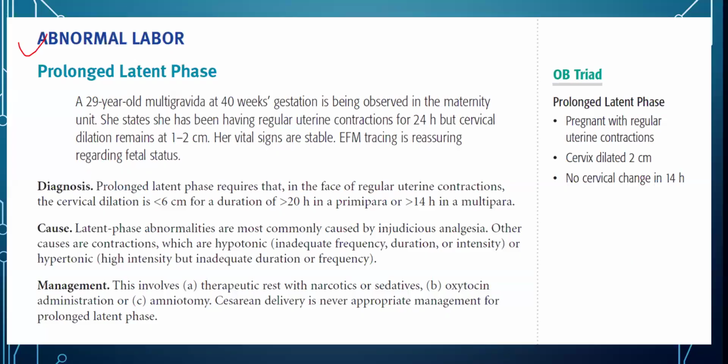Okay, now that you know about the normal labor, now we move on to abnormal labor. So first of all, prolonged latent phase. So prolonged latent phase is patient having regular contraction, but cervical dilation is still less than 6 centimeter. That means patient is still in latent phase after 20 hours in primi and after 14 hours in multi. Okay. So if latent phase is more than 20 hours in primi or more than 14 in multipara, that's prolonged latent phase.